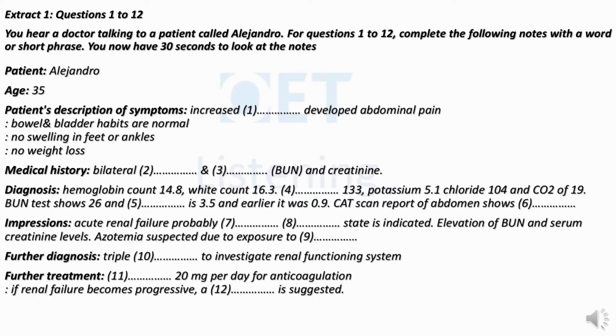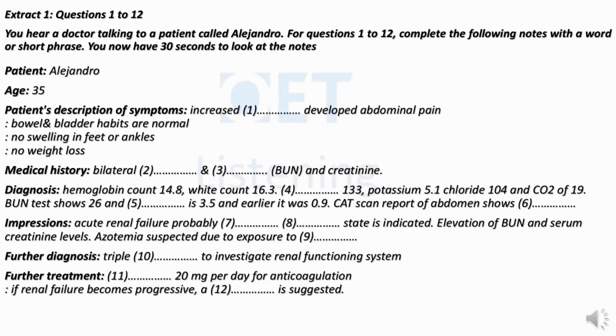Oh, I see. What's your age? 35, doctor. Your diagnosis report shows bilateral pulmonary infarcts and increasing BUN and creatinine. What medication are you taking? Heparin. Do you have any past history of any renal problems? No, doctor. I was feeling completely normal until recently.